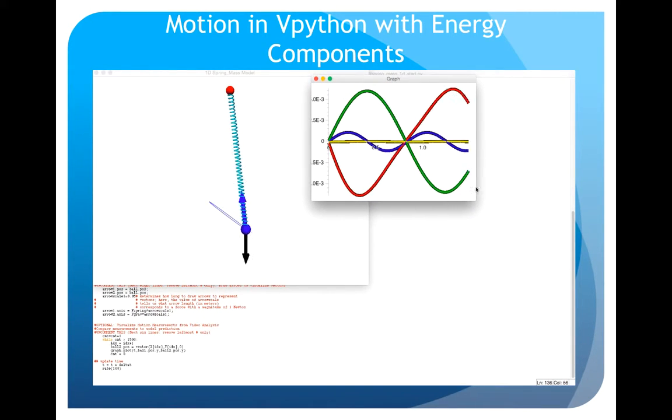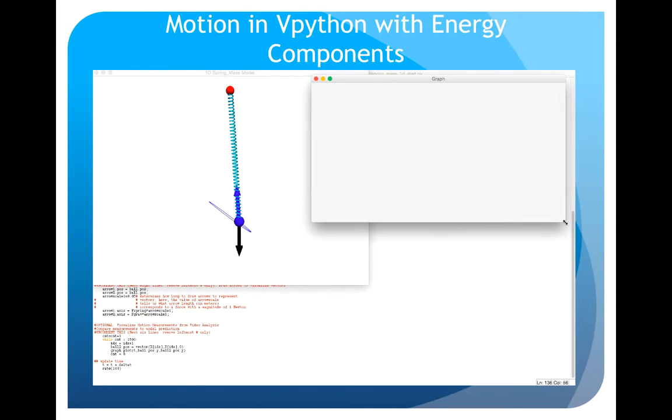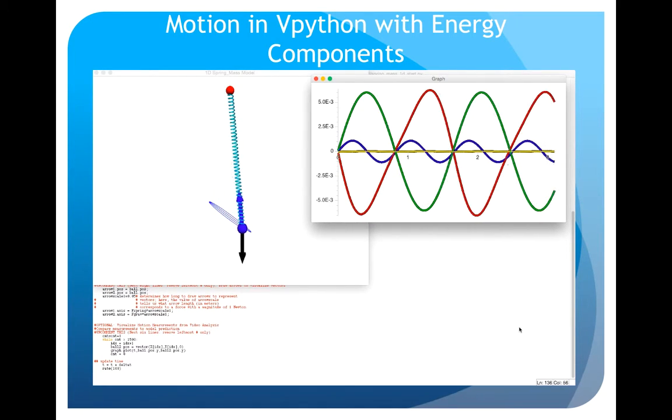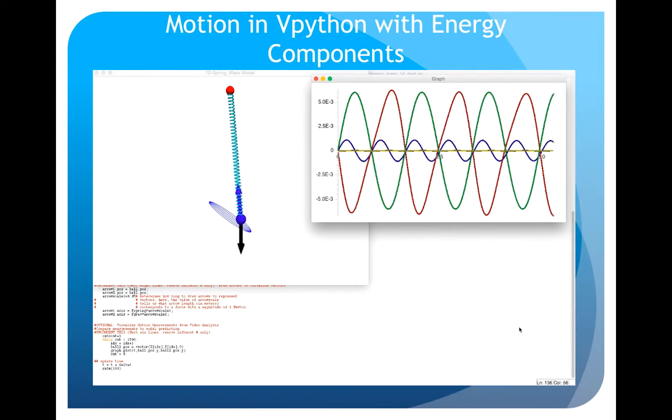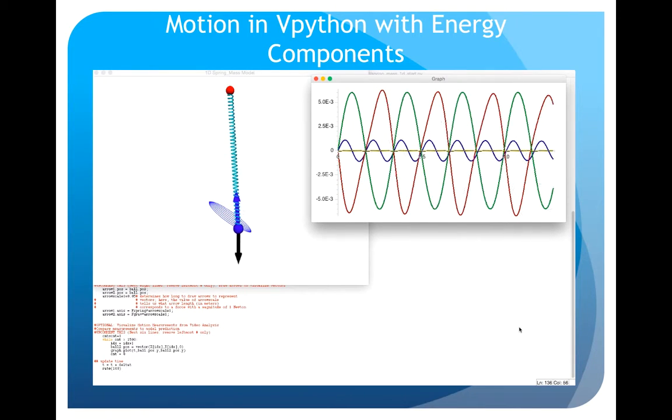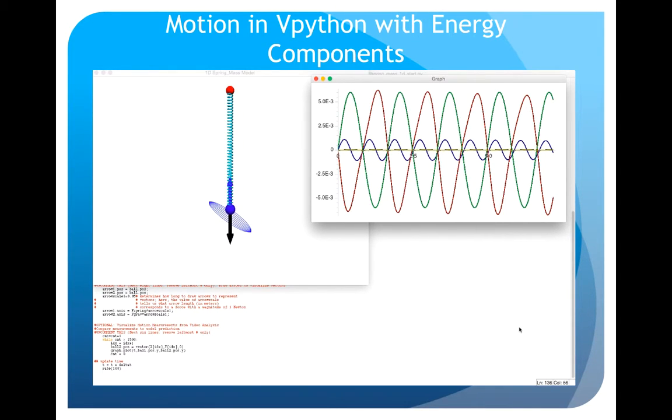The plot to the right side of the screen shows the blue line as our delta K, the red line as our delta U sub S, the green line as our delta U sub G, and the yellow line as our total change in energy. As you can see, the change in gravitational potential energy increases as the change in spring potential energy decreases, and vice versa. As was expected, the total change in energy remained equal to 0, with all its components balancing each other out, confirming that energy was conserved in our system and that the energy principle is satisfied.